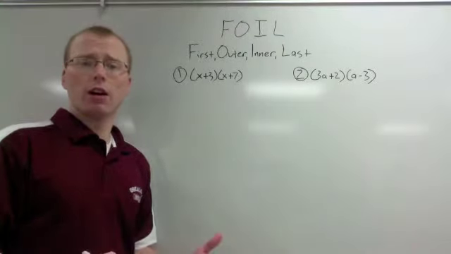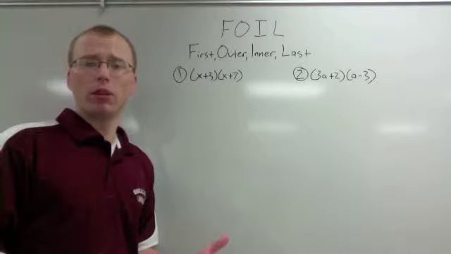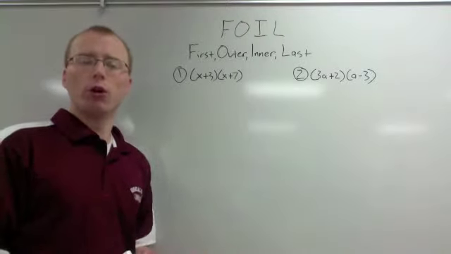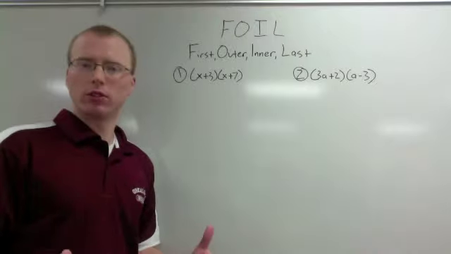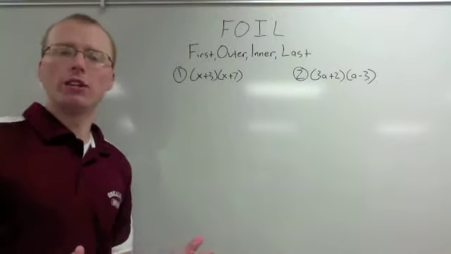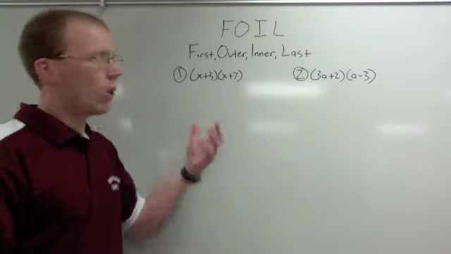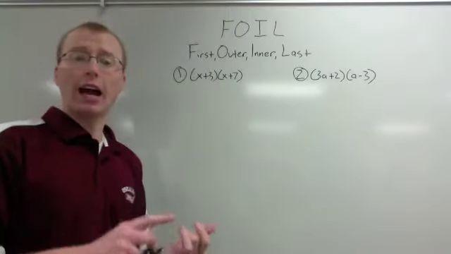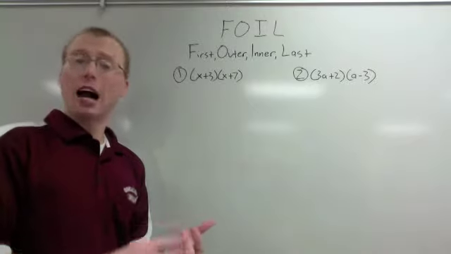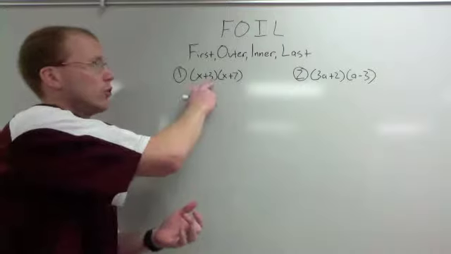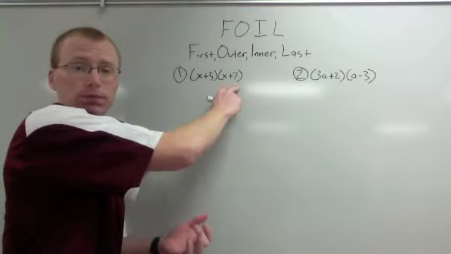Today we're going to talk about how to multiply polynomials using the FOIL method. Now the FOIL method is used when you are multiplying two binomials. Remember, a binomial is a polynomial with two terms. So if we look at problem 1 here, we have x plus 3 times x plus 7. So again, we are multiplying two binomials.